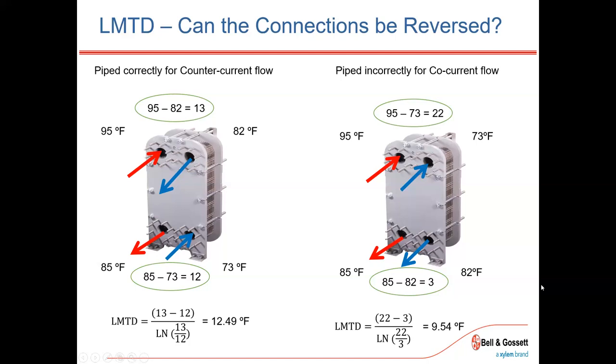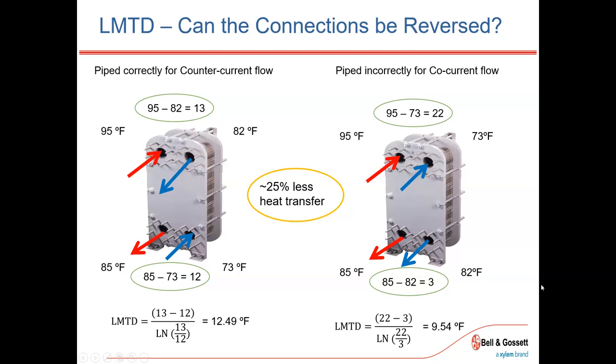Now, let's say it was piped incorrectly and somebody had it so that we didn't have the countercurrent. Then in that case, we'd be at 95 to 85, but on the other side, we'd be looking at 73 to 82, if it was reversed. In that case, we'd have an approach of 22 at the top and an approach of 3 degrees on the bottom. And you look at that LMTD down below on the bottom right as a result of 9.54. It doesn't look like a significant change, but that's about a 25% difference right there, which is going to directly relate to about a 25% difference in heat transfer, which results in about 25% difference in surface area required.